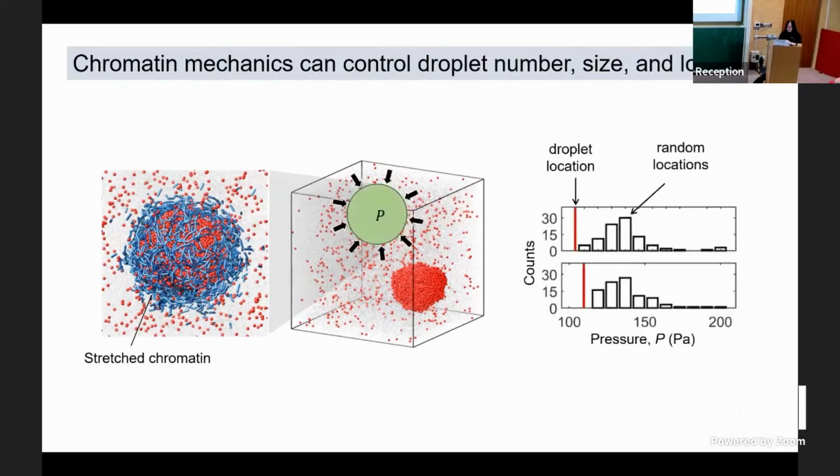To see that, we essentially removed our droplet and inserted a sphere, and we can measure the pressure from the chromatin on this sphere. Now we found that on this sphere where there is a droplet, the pressure is low. And if we just insert this sphere in any other place, the pressure is much higher. So indeed, the droplets can sense the environment, and they are almost guaranteed to find a nice position to sit. Yeah, so that is another finding.